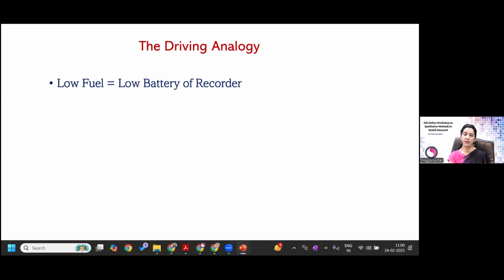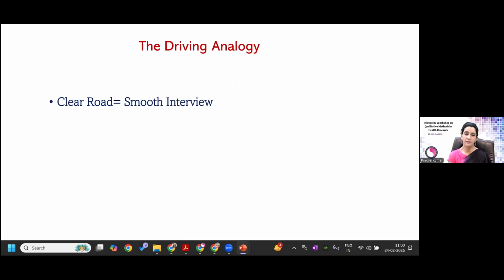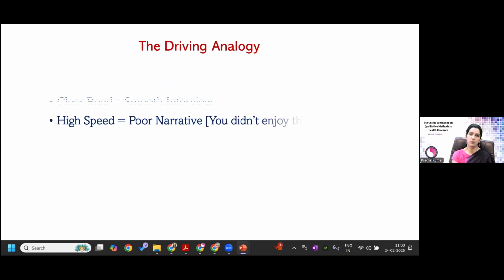If you see the driving analogy, if there is low fuel in the car, then your car might stop in between. That is the analogy with the low battery of the recorder. So check the battery status of the recorder before going to the field, and save the initial recordings to your drive. Don't keep them in the recorder, otherwise the memory will be exhausted. If there is a clear road, the speed of your car is very good. This clear road is like a smooth interview: if there are no interruptions, if no person comes into the room while you are taking the interview, then the interview will go very well.